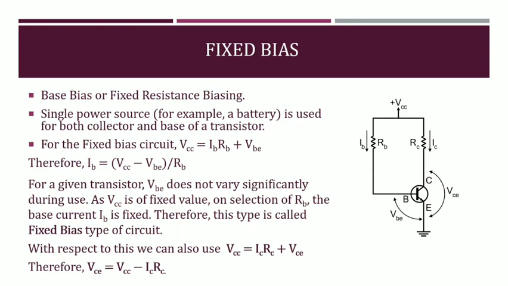For a given transistor, voltage across the base emitter junction does not vary significantly during use. As VCC is of fixed value, on selection of RB, the base current IB is fixed. Therefore, this type is called fixed bias type of circuit. Let us see about the advantages and disadvantages.